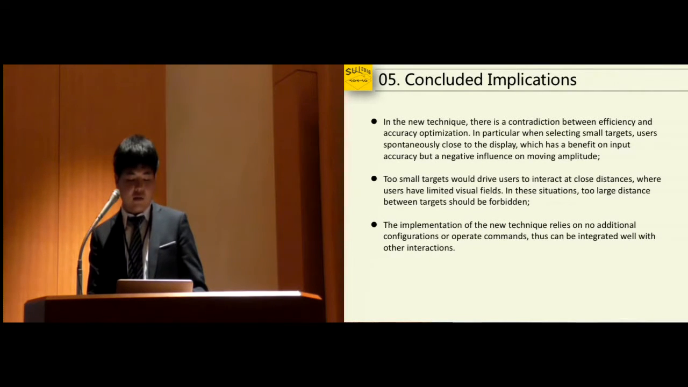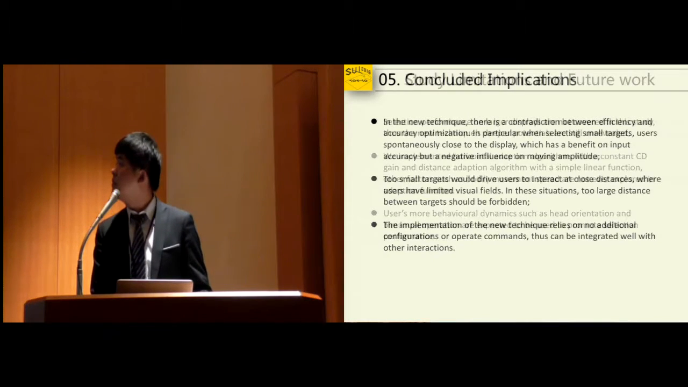In addition, we conclude implications from the experiment results. For example, with the new technique, there is a contradiction between the efficiency and accuracy optimization. In particular, when selecting a small target, users spontaneously move closer to the display, which has a benefit on input accuracy, but a negative influence on moving amplitude.